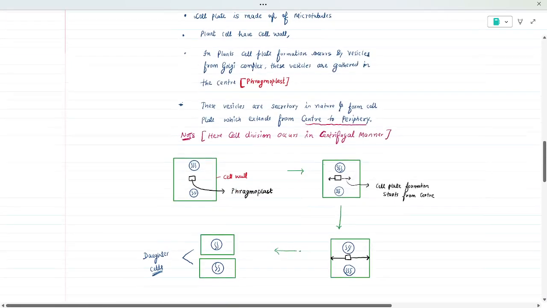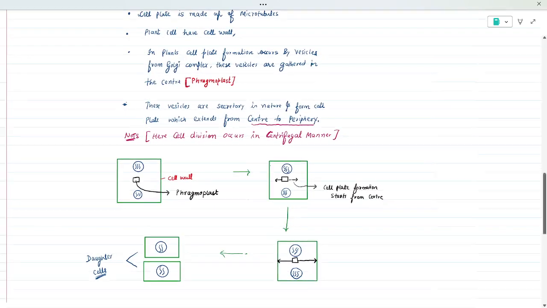So I'm just making it clear again how cytokinesis occurs in plants. It occurs by the cell plate method, and the cell plate is basically made up of microtubules. In plants there is a cell wall, and cell plate formation occurs by the vesicles that are formed by the Golgi complex. This cell plate formation occurs from a complex called the phragmoplast, which is present in the center, and this cell plate formation extends from the center to the periphery.